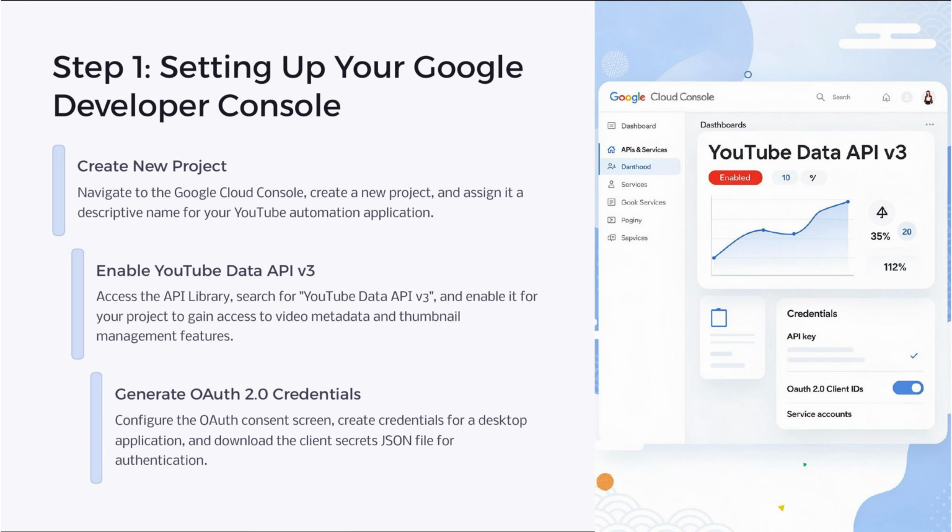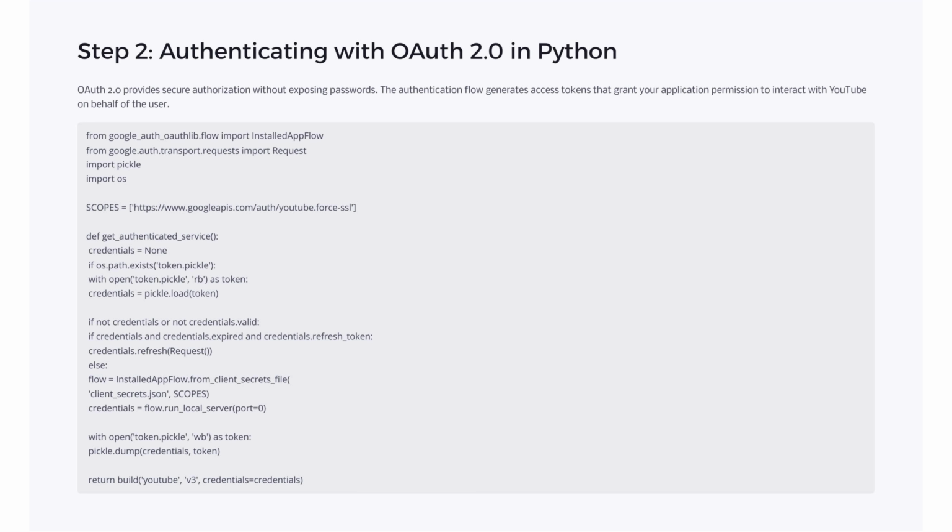Begin by creating a new project in the Google Cloud Console, giving it a descriptive name for your YouTube automation app. Enable the YouTube Data Application Programming Interface version 3 to access video metadata and thumbnails. Configure the OAuth consent screen, create desktop application credentials, and download the client secrets JSON file for authentication. OAuth 2.0 ensures secure authorization by generating access tokens for YouTube interactions.